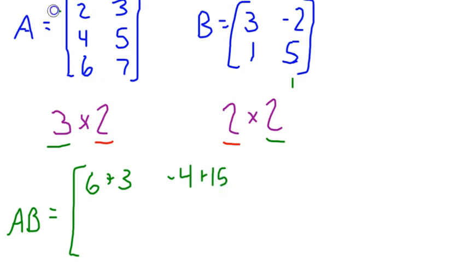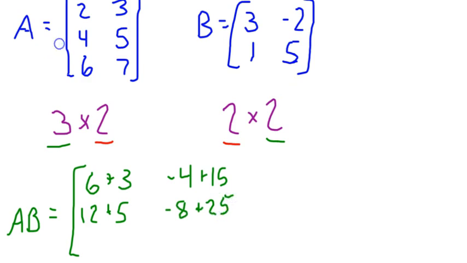Now we got to go to row 2, column 1. So we have 4 times 3, we get 12. 5 times 1 plus 5. Move over to column 2. 4 times negative 2, negative 8. 5 times 5 plus 25.